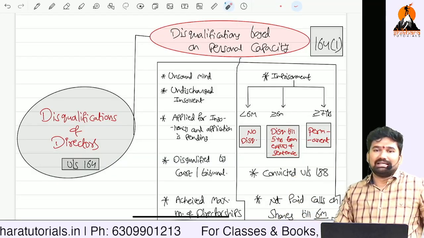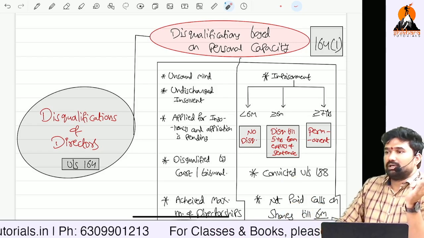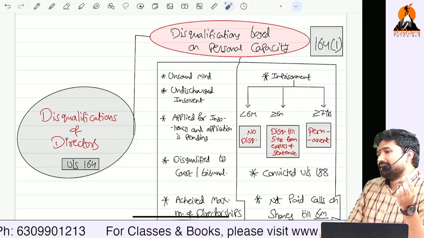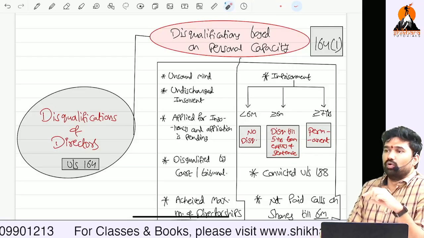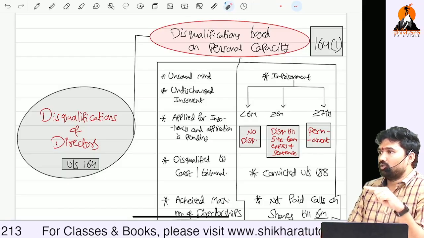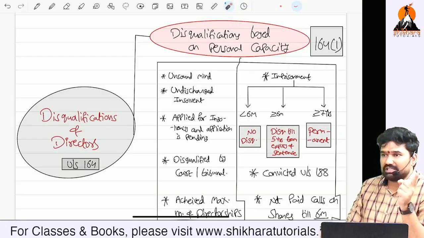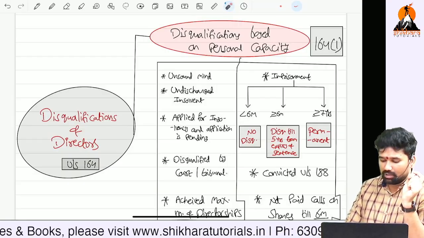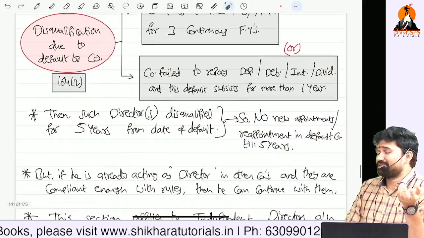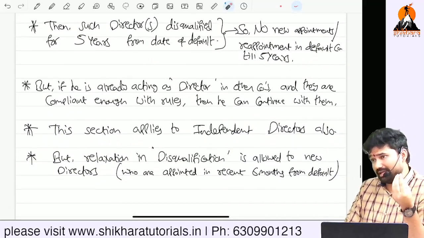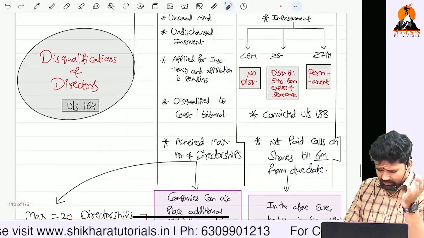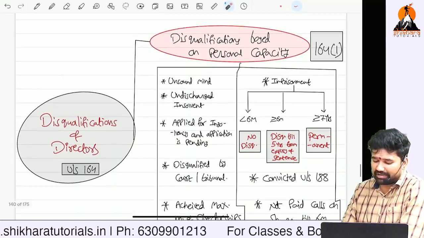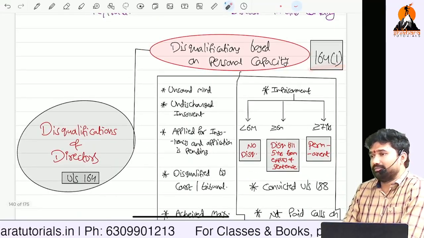Disqualifications are quite segregated into 3 parts. This section is very much important from examination point of view. The section number is 164. It has 3 parts, 164.1, 164.2, 164.3. So, all the 3 subsections are very easy and very important also. So, first of all, disqualifications, 164.1. Let's quickly discuss 164.1.